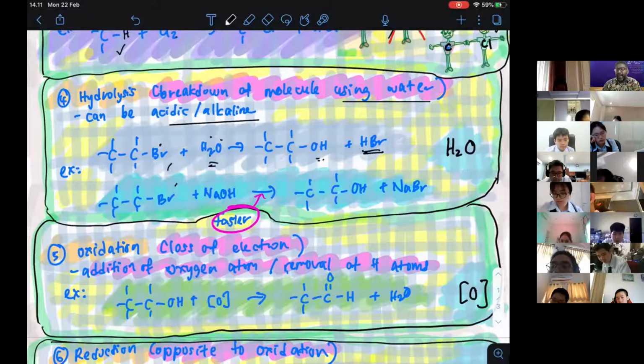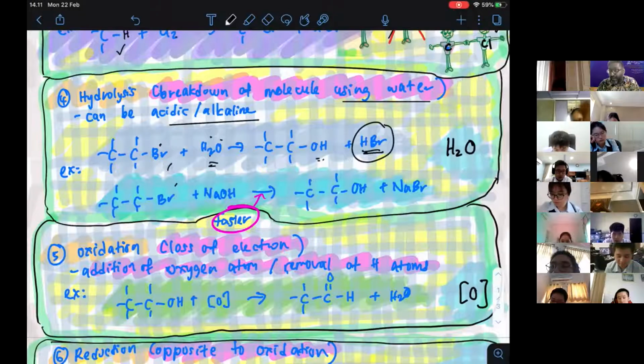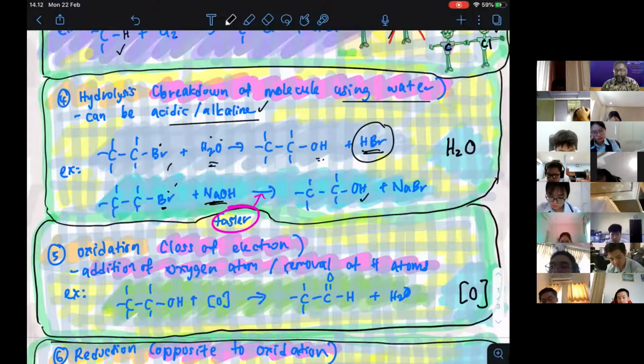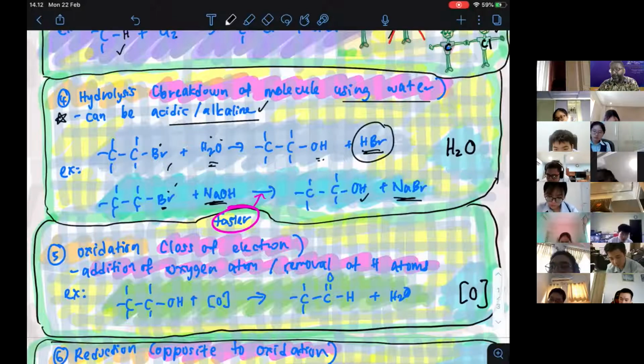It's something like substitution, but we call it hydrolysis because you are using water. It's also something like elimination. You're removing HBr, but we call it hydrolysis because it's breaking down of a molecule using water. Sodium hydroxide, if you're using alkaline condition, hydrolysis, no need to show the water, but the same, the OH will come over here, but now Br will not join with H, it will join with Na, so you have NaBr. All this we will learn later, but this is hydrolysis reaction.